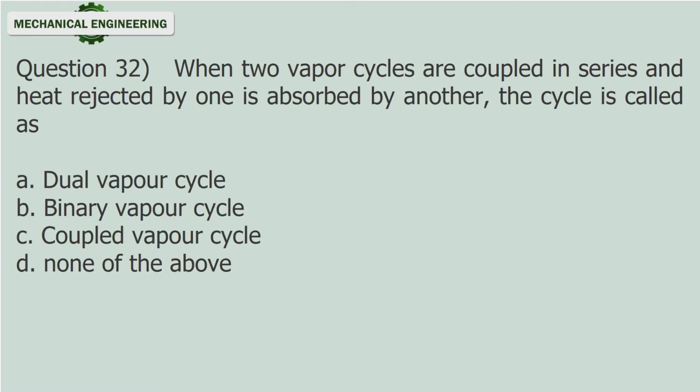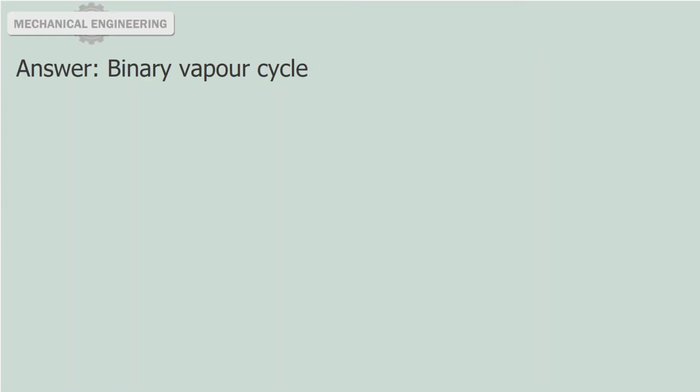Question 32. When two vapor cycles are coupled in series and heat rejected by one is absorbed by another, the cycle is called as A. Dual vapor cycle. B. Binary vapor cycle. C. Coupled vapor cycle. D. None of the above. Answer: binary vapor cycle.